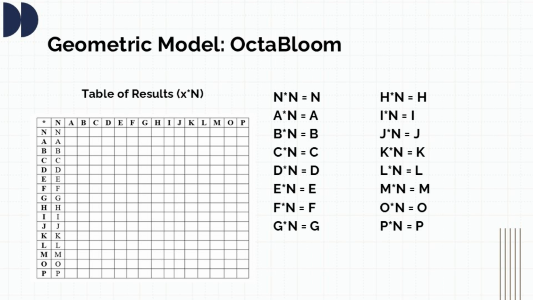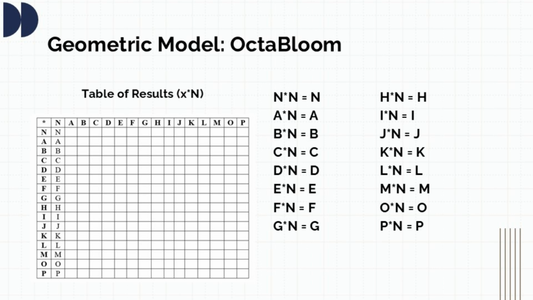Now, if we operate C star N, we'll get C because first we will rotate the flower 125 degrees counterclockwise and then we will do nothing, which results into C. Now, if we operate D star N, we'll get D because first we will rotate the flower 180 degrees counterclockwise and then we will do nothing, which results into D.